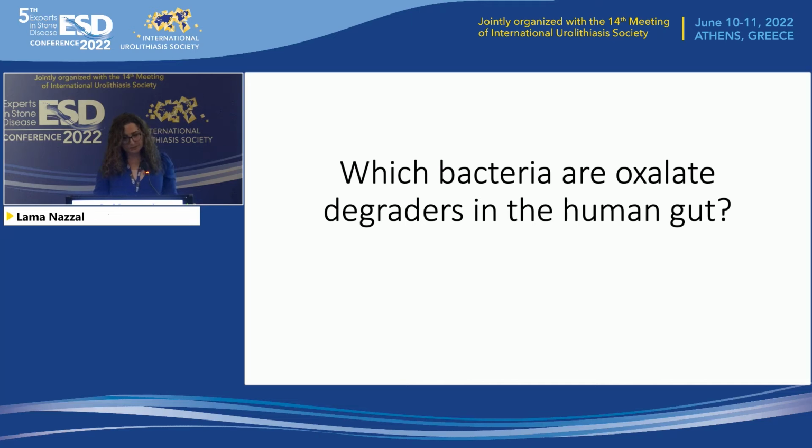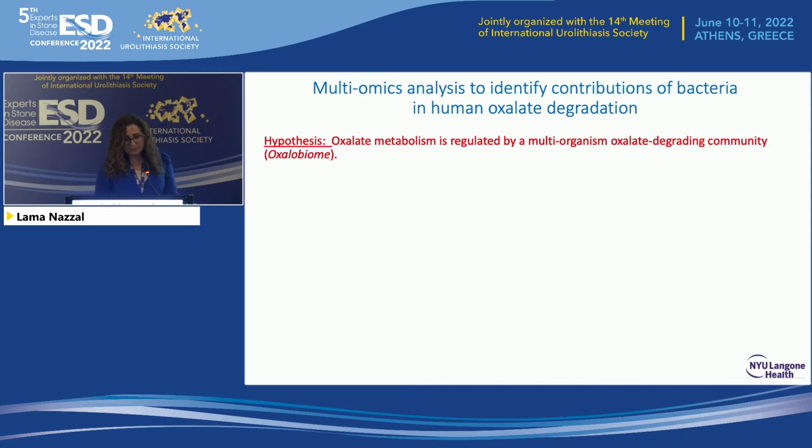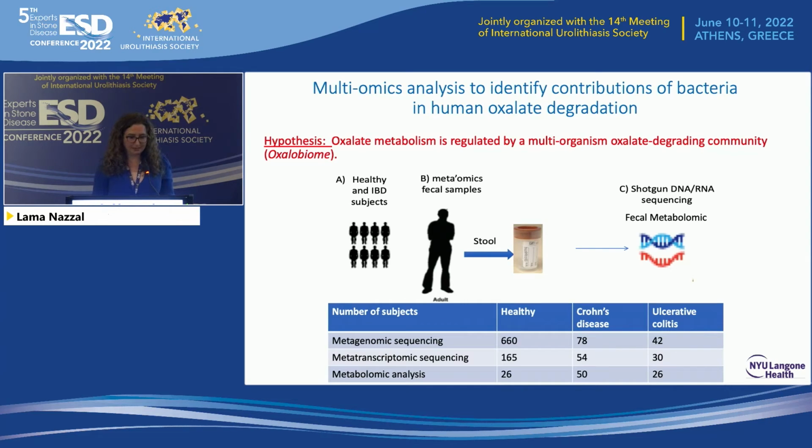So the next question was, which bacteria are oxalate degraders in the human gut? For that, we hypothesized that oxalate metabolism is regulated by a multi-organism oxalate-degrading community. We're calling it the Oxalobiome. So what we did was to look at publicly available data from healthy and IBD patients, and they had sequencing data of their microbiome, and they had metagenomic and metatranscriptomic sequencing and metabolomic analysis. And this was a large cohort of 660 healthy people and a disease population, less so.